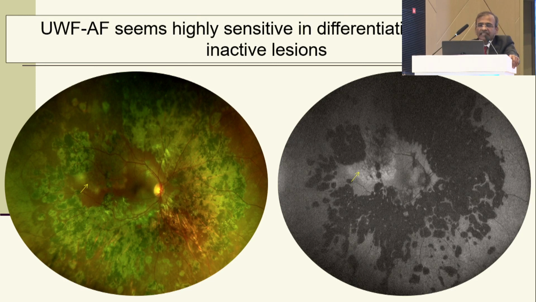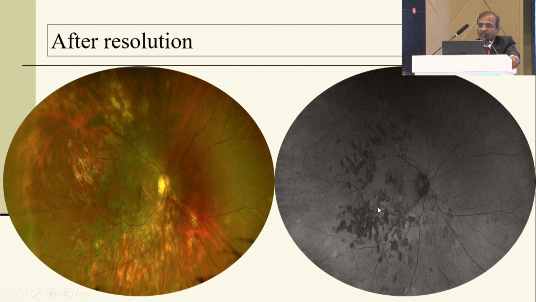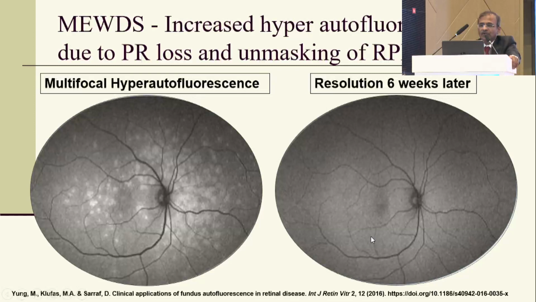So it is highly sensitive in differentiating active versus inactive lesions. As you can see here, it looks almost inactive, but this area shows some activity, which is seen very well on the AF image, where this area is hyperautofluorescent, indicating there is still some activity here, whereas the rest of the area is dead RPE. Similarly, here some areas are healed, some are still active. You can see this by the whitish, hyperautofluorescent areas mixed with the hypoautofluorescent areas. Whereas later on it is all hypo, there is no hyperautofluorescence, indicating that it is resolved.